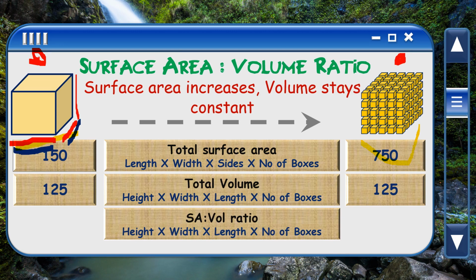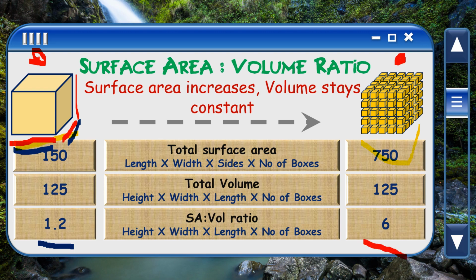So what does it imply? Our big box has a surface area to volume ratio of 1.2, whereas if it is divided into smaller cells, the surface area to volume ratio increases to 6. So we can see that the surface area increases when we subdivide the bigger box into smaller boxes. The surface area increases, but the volume remains constant.